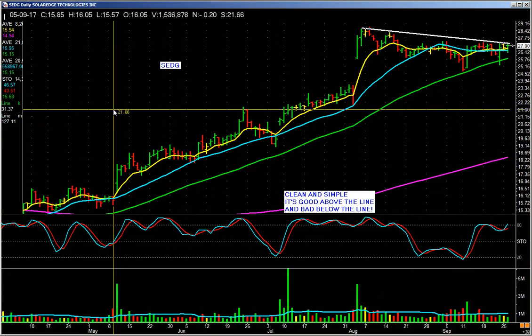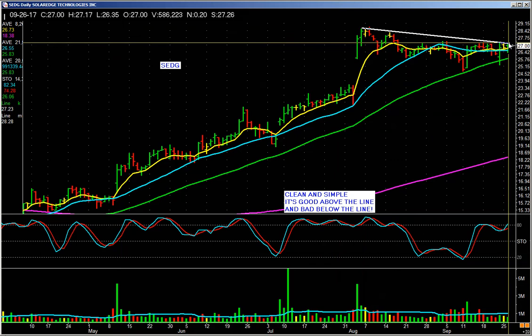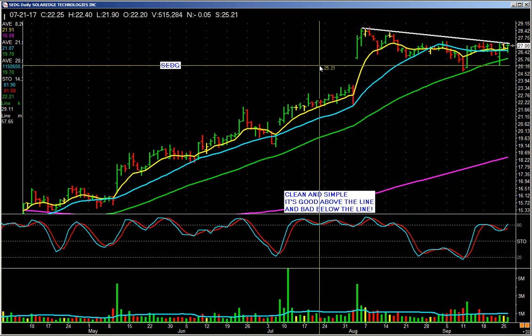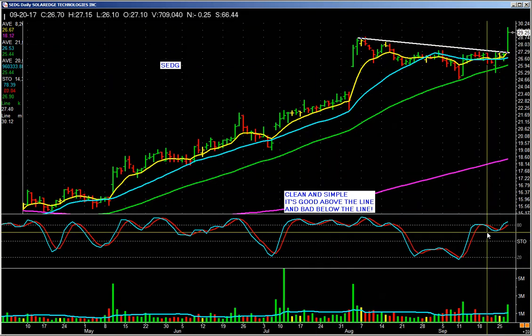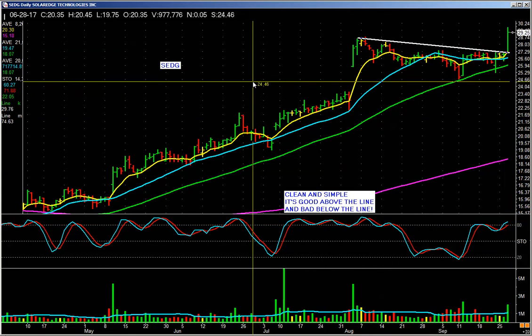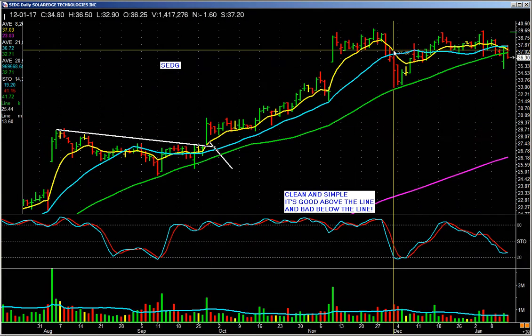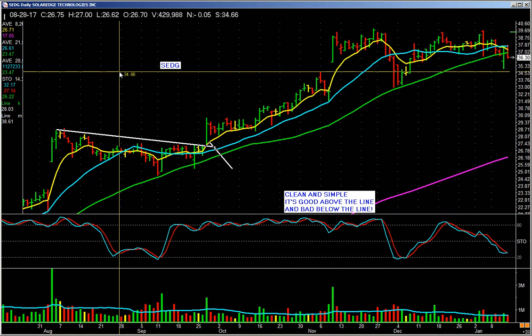Right here, this day, there's a downward sloping trend line. And we say, well, if it takes out around 27.10 a share, that's a buy. The next day, it pushes through there. Stochastics are up here at 80. Most people would say, oh, I can't buy. And what happens? You miss this. You miss this. And that's a shame. There's example number 1.